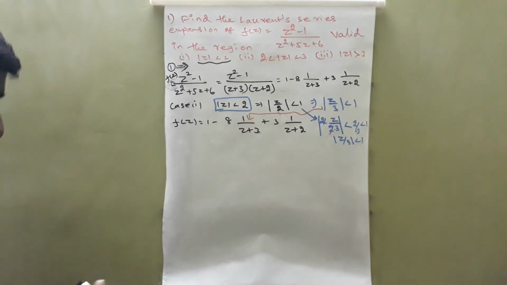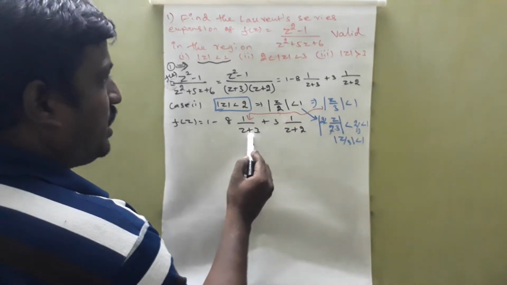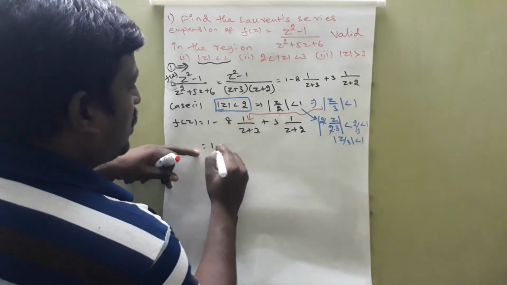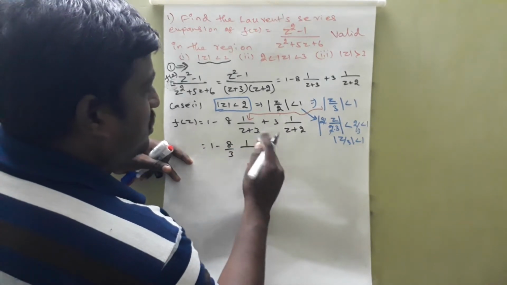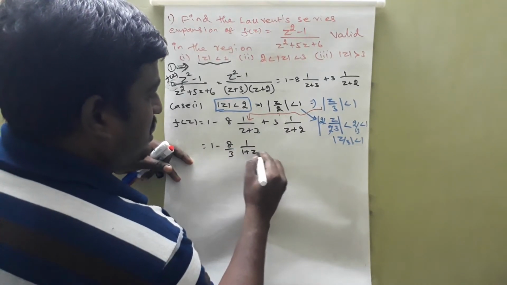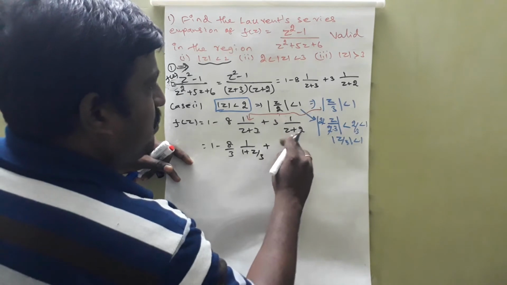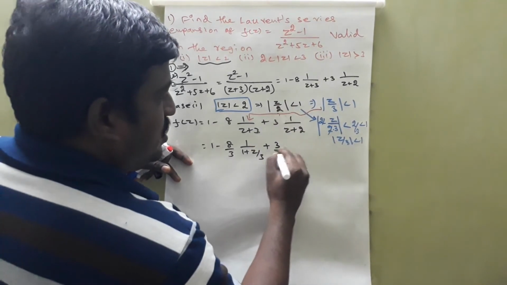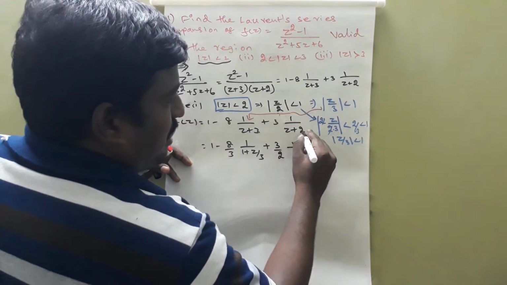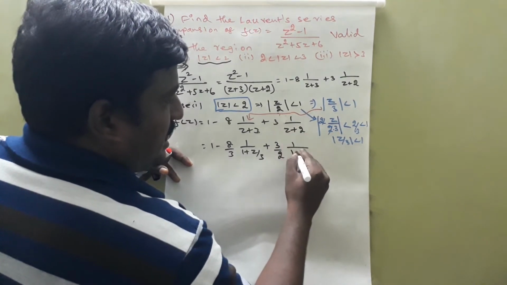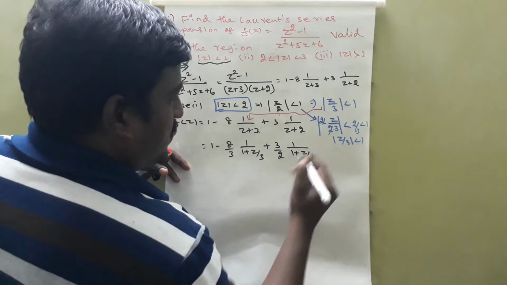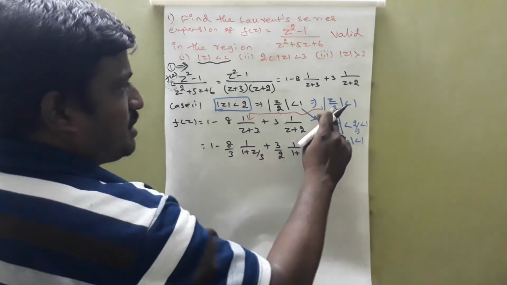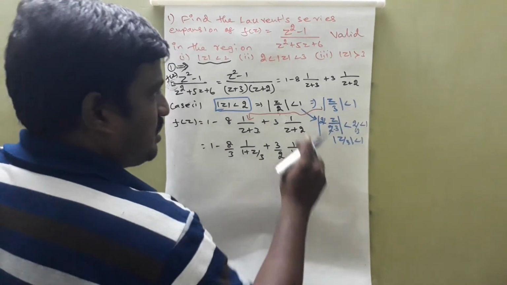For applying the condition, for this one I have to take out 3 outside. So 1 minus z by 3, if I take out 3 outside, I will have 1 plus z by 3. Similarly, for this term I have to apply this condition, so I have to take out 3 outside. So 3 by 2, here I will get 1, here is z by 2, so I can rewrite 1 plus z by 2. So now directly I can expand, because 1 by 1 plus something, the something is less than 1.